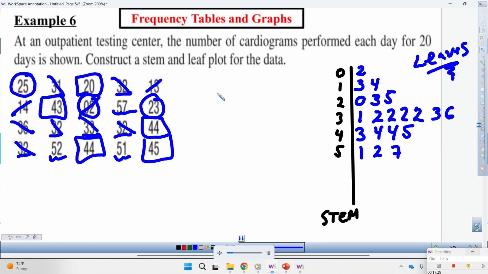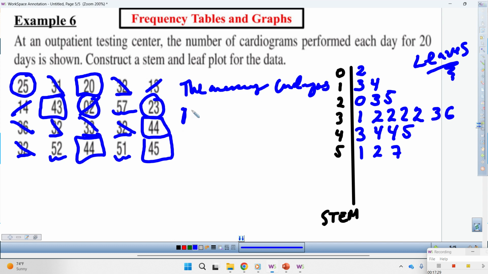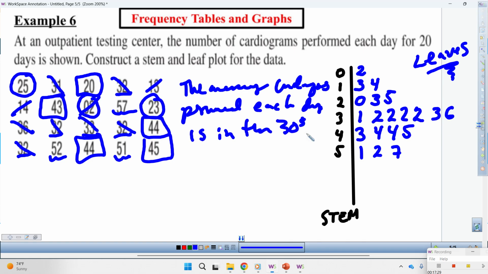You need help? All right, let's pass it to Jordan. The average cardiograms performed each day is in the 30s. Hands up if you agree with that? Yeah. Notice 31, 32, 32, 32, 32, 33, and 36. So yes, there you go.